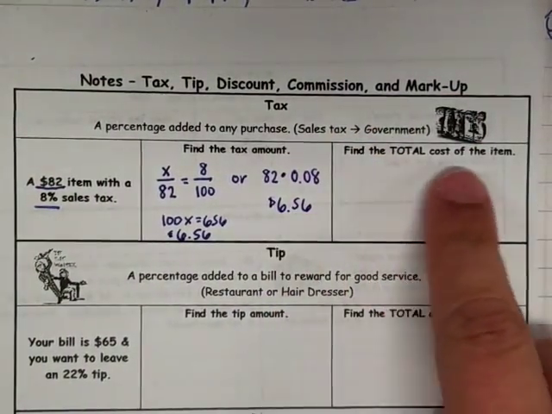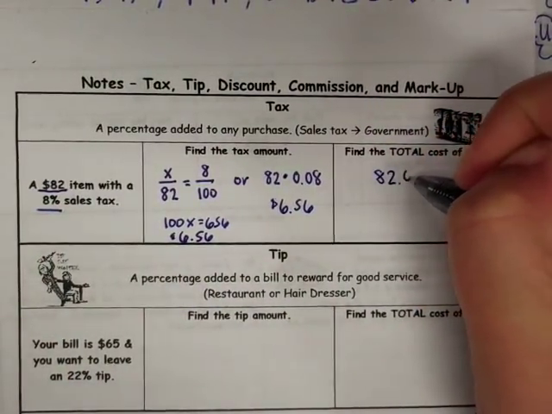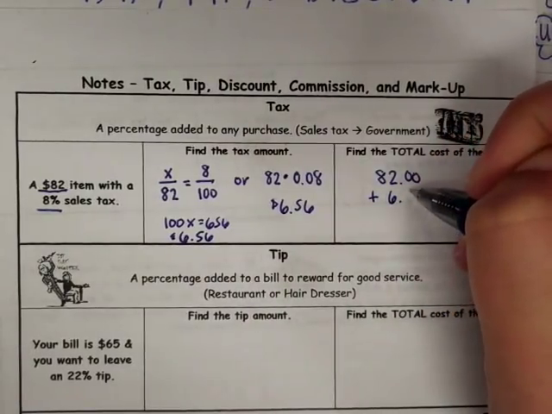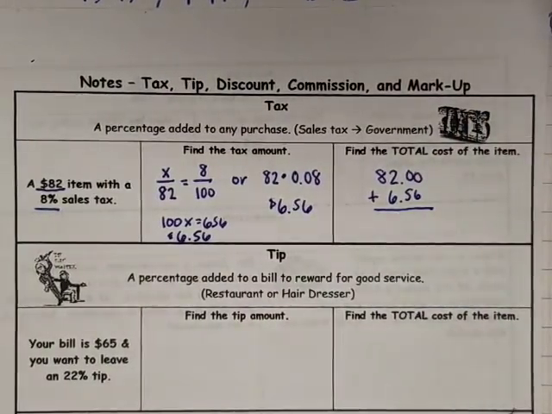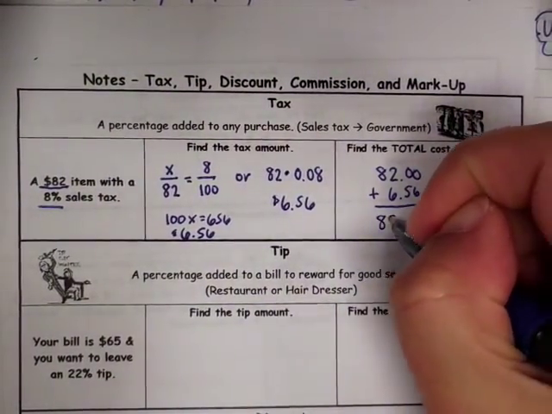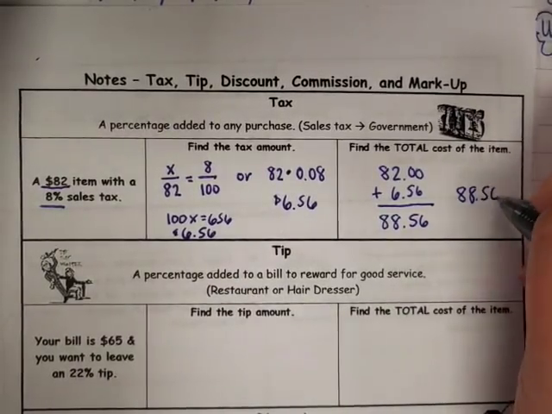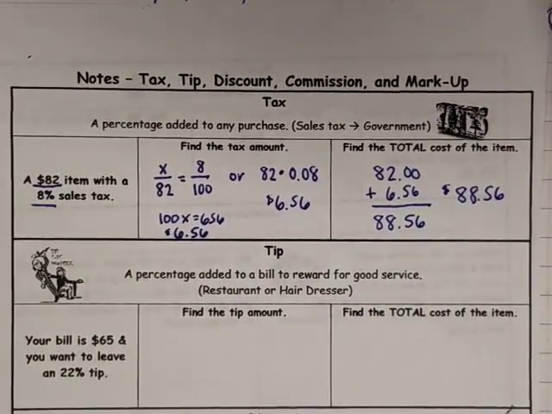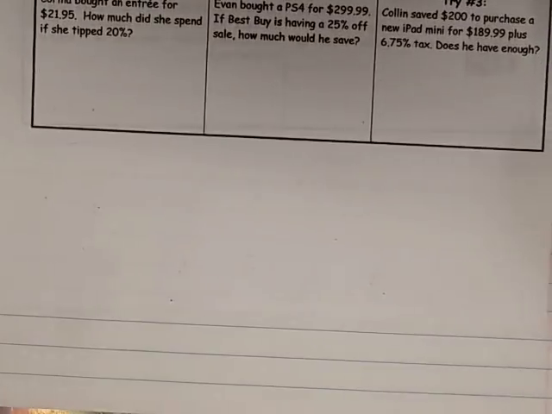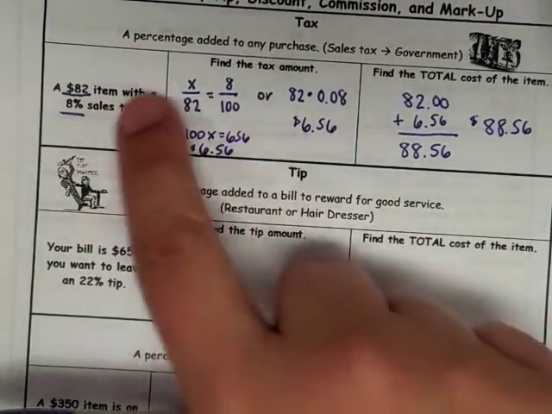So that's the tax. Now the total cost is where we take the $82 that we had originally and we add the $6.56. And that's going to give us our brand new total, $88.56. Now I will be showing you a even shorter way to do this, at the bottom. It gets you to the final answer instead of having to do this stuff in the middle.